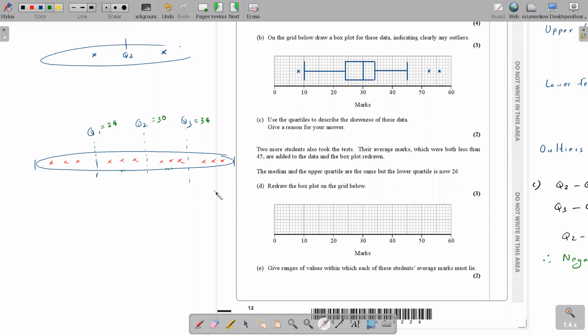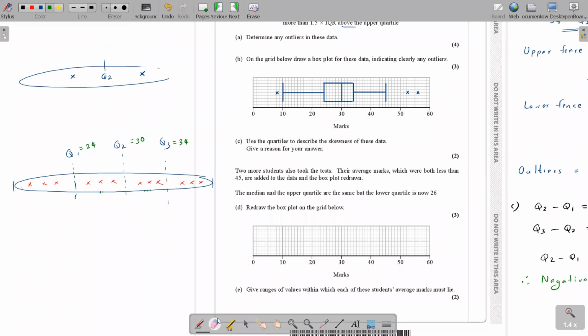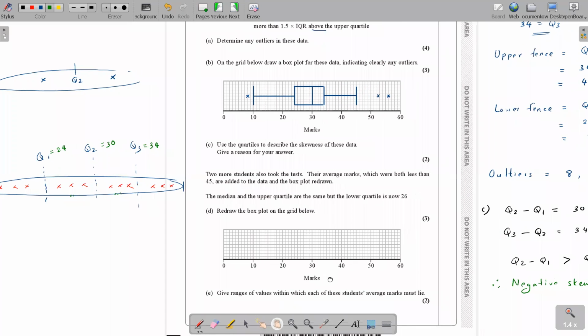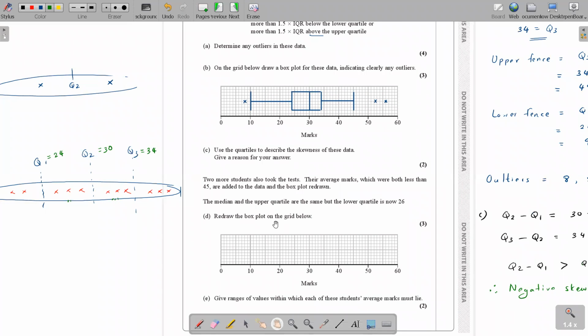I think before we go to that part, Sharon, we need to do part D. Sorry, I missed part D. Let me explain that part properly again. Before we go to that part, let's redraw the box plot. They say the upper quartile and median are the same, but the lower quartile is changing. So when the lower quartile is changing, what happens?